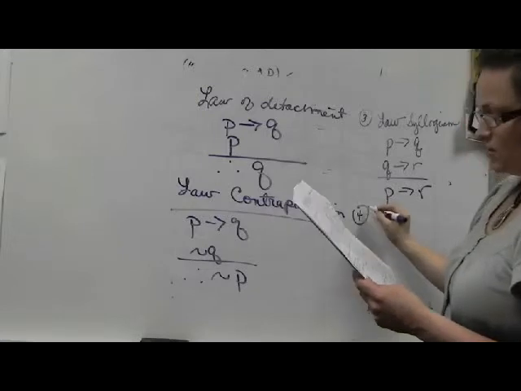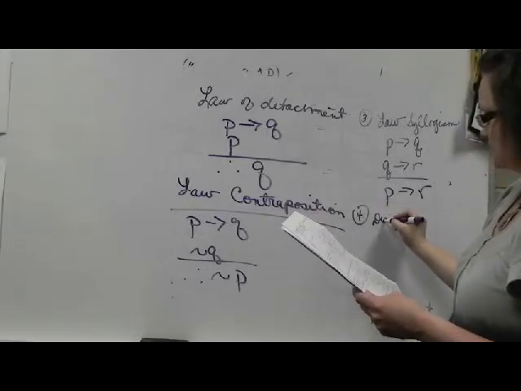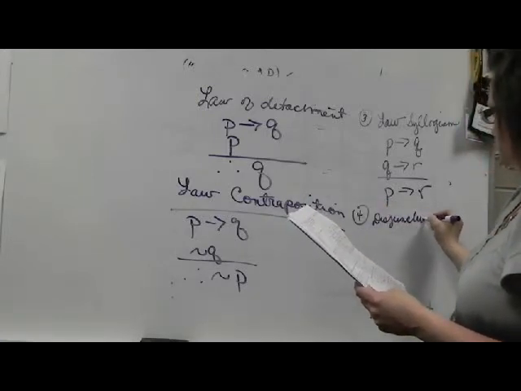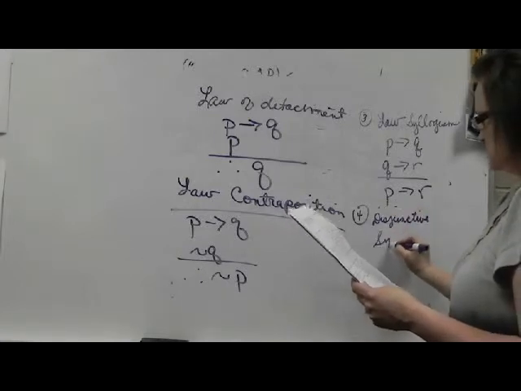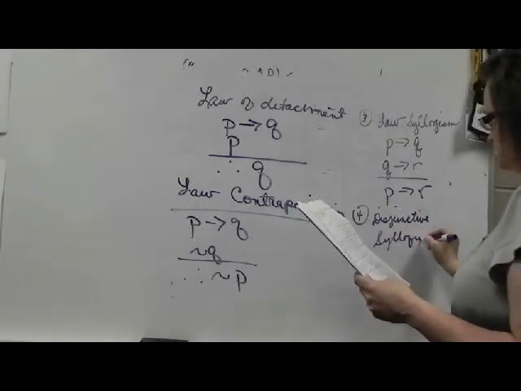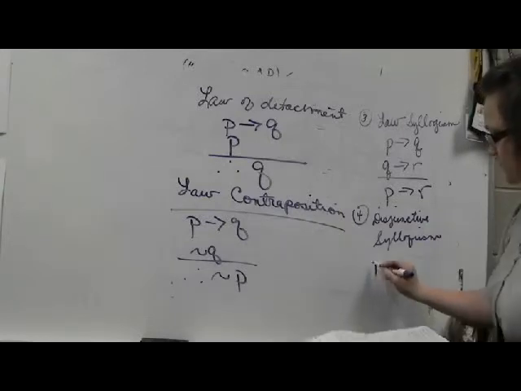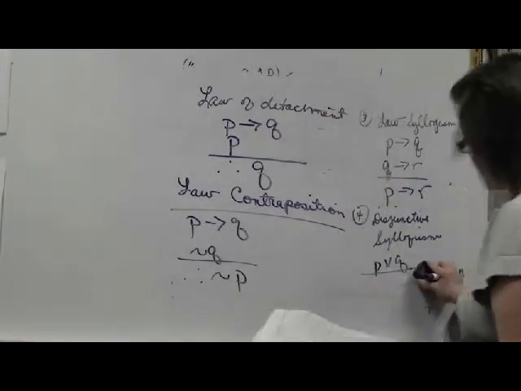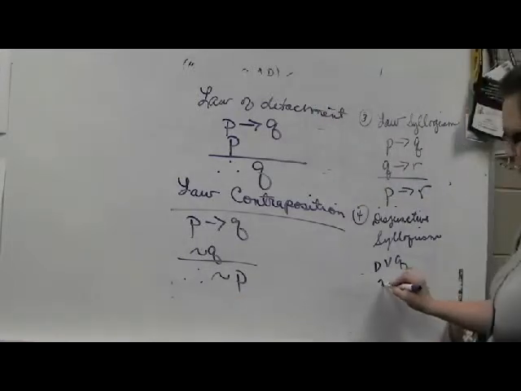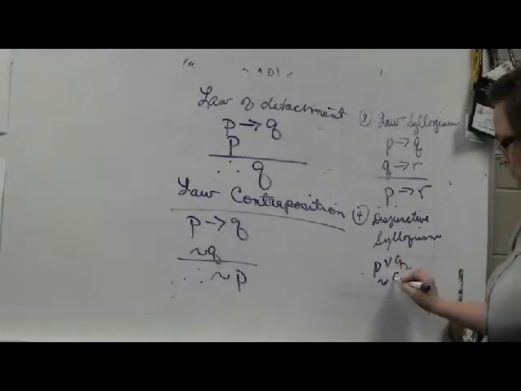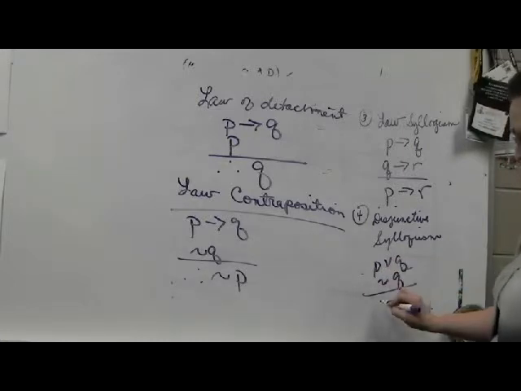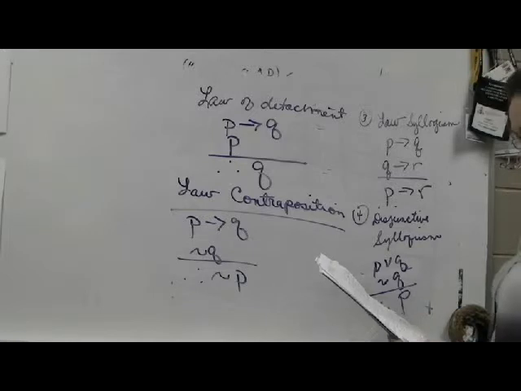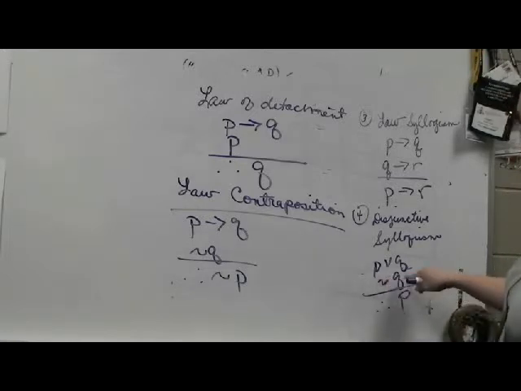The fourth valid argument that we study, disjunctive syllogism. It says P or Q. You know, the or statement means either one of those can happen. P or Q. So if there was not Q, then it must have been P. Therefore, P. Or vice versa. If not P, then therefore it must have been Q.